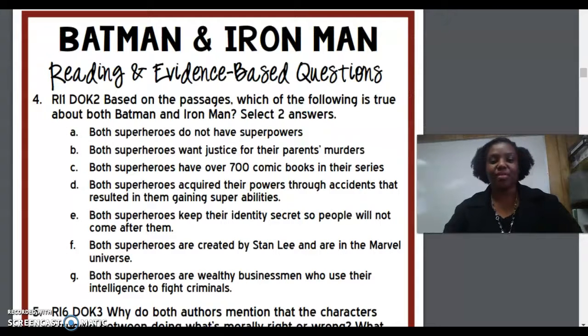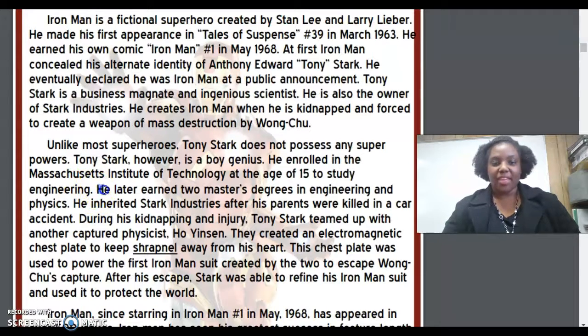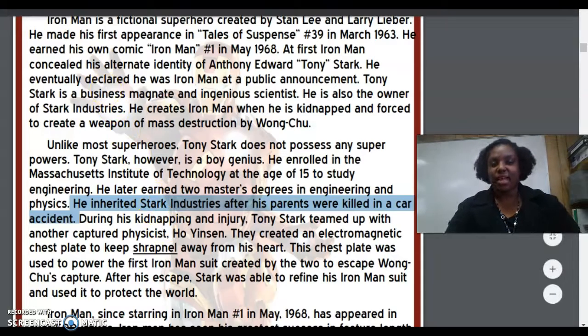B, both superheroes want justice for their parents' murder. So we know that both of their parents were lost when they were younger, but are they both seeking justice? Let's look for our text evidence. So for Iron Man, we have, where'd it go? He inherited Stark Industries after his parents were killed in a car accident. So there's not much justice that he could seek there. It was an accident. Let's look at Batman.